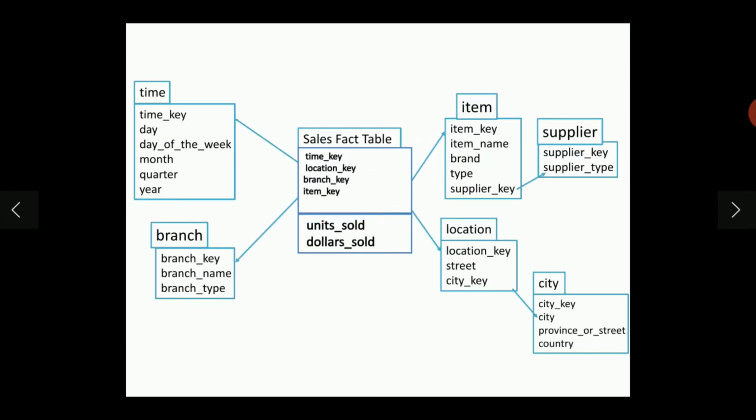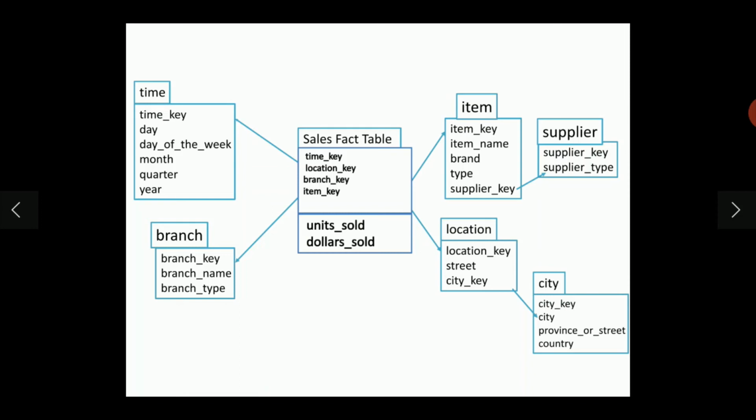Here is the example explaining the Snowflake schema. In this case, we have the fact table, the sales fact table. Then it is connected to the dimensions time, branch, item and location. But as it is a Snowflake schema, we require some more detailed information about a few dimensions. So in this case, the supplier dimension is attached to the item dimension, which consists of supplier key and supplier type.